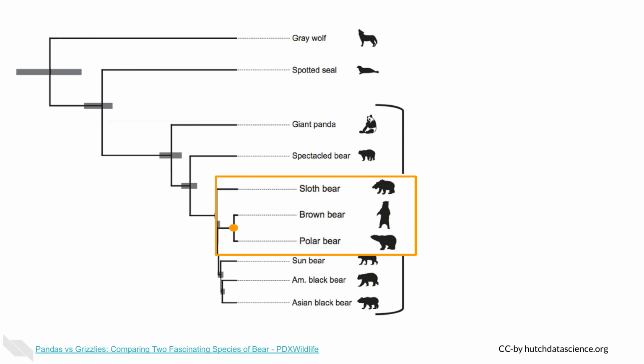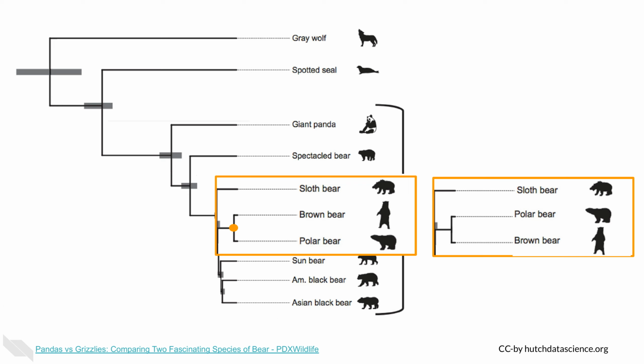In fact, branches can rotate freely around a node, sort of like a mobile. Here the node connecting the brown bear and the polar bear is highlighted. The brown bear branch can be drawn above the polar bear branch, as in our original tree. Or we can draw the polar bear branch above the brown bear branch. Both of these result in the same tree.